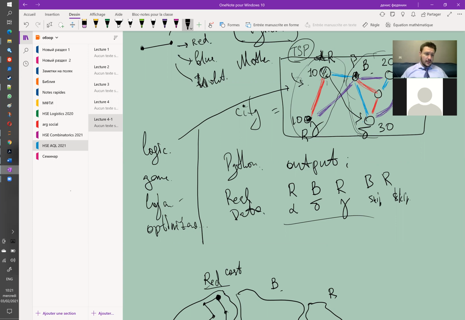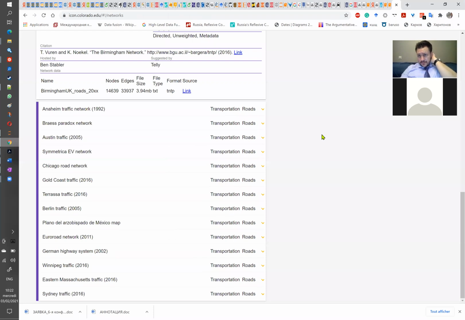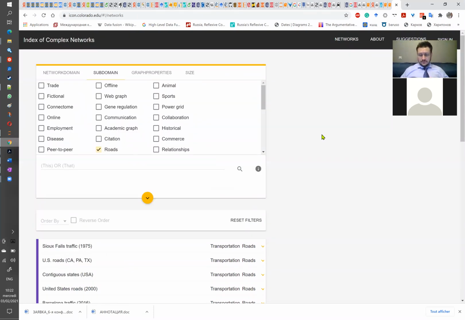What kind of real data? There is a special site. You can use another one, but I prefer this one. I can recommend it. I use it in my other course. It's Colorado University in the United States, and they have a very large database of different graphs. You can check fictional, neural, disease, animals, sports, and so on. I have found roads for our purpose, since logistics is about roads, but not necessarily.